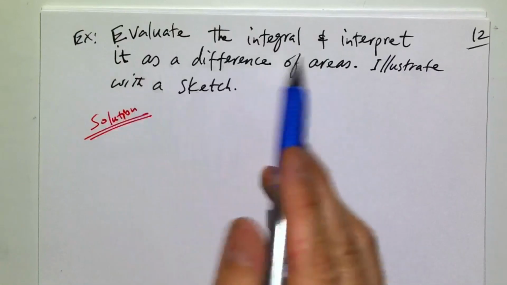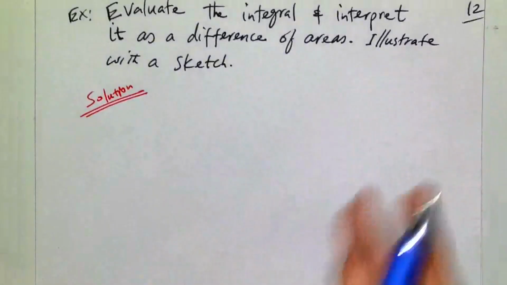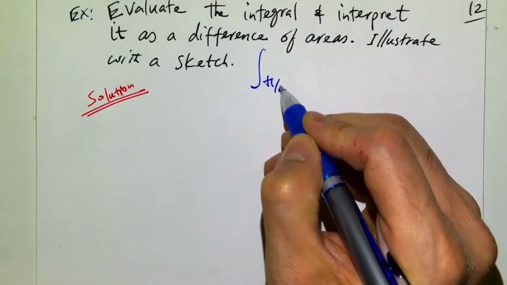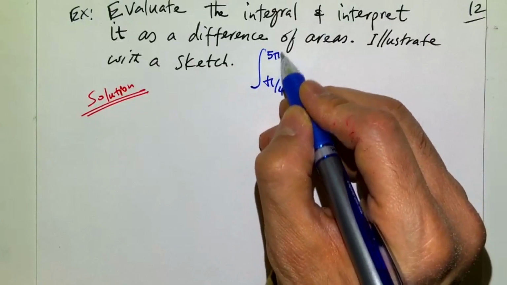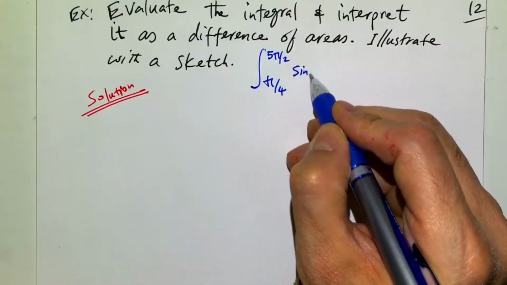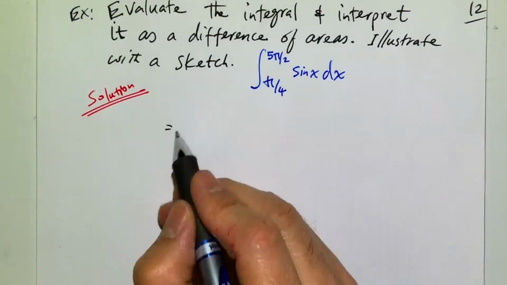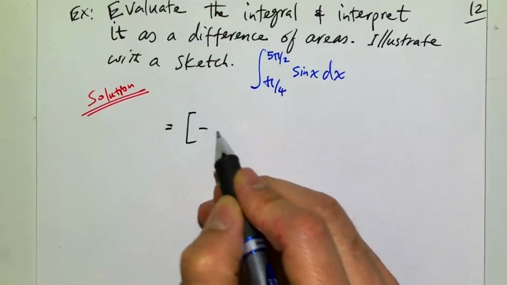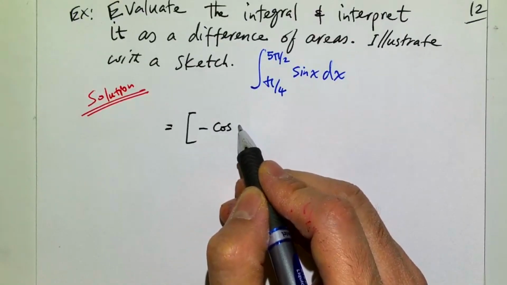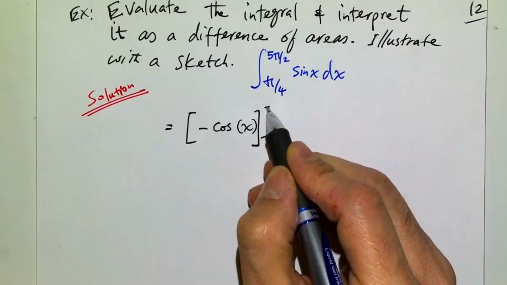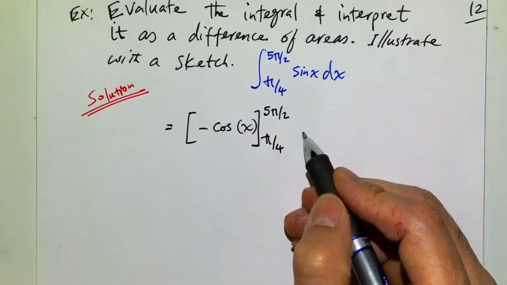Okay. Evaluate the integral. Which integral? Here it is. I should have written it up here. It goes from pi over 4 to 5 pi over 2 of sine of x dx, right? All right, so that's an easy integral. So that would be minus cosine of x from pi over 4 to 5 pi over 2, right?